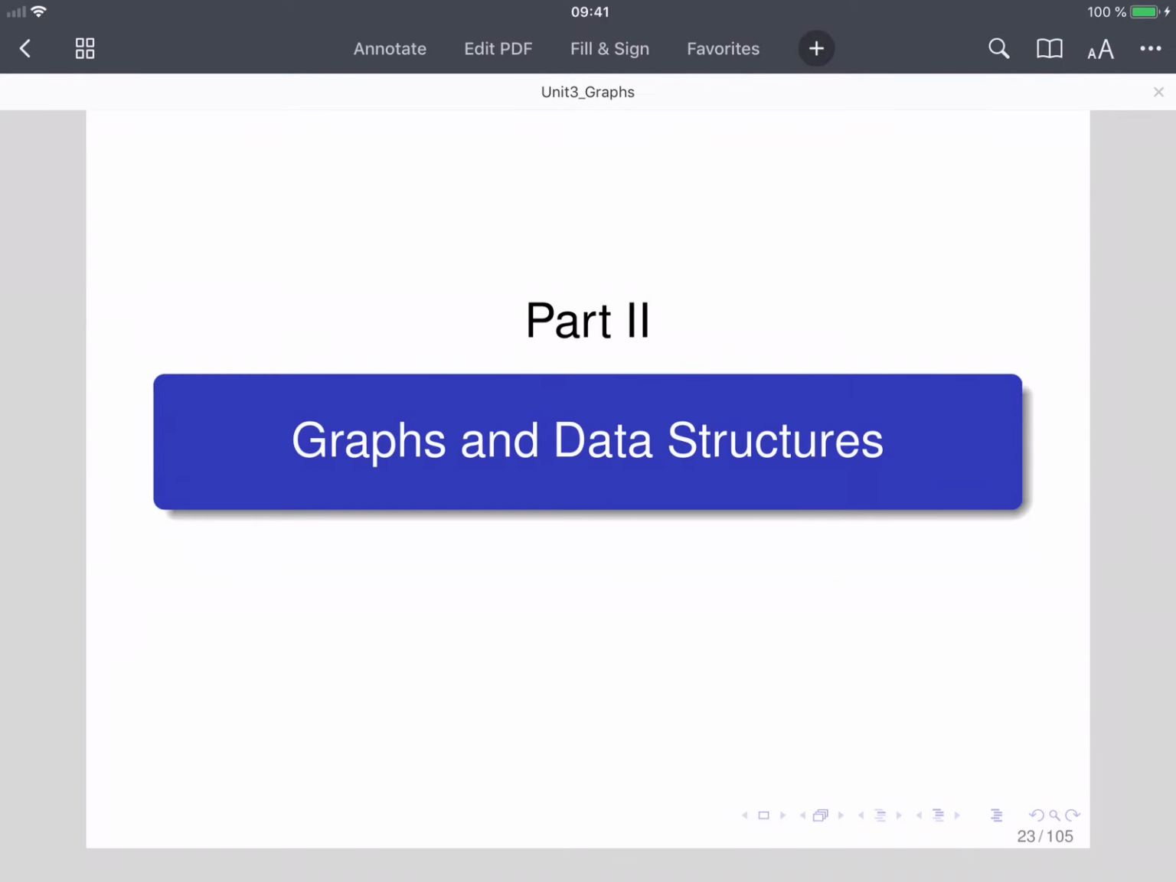Hi everyone. Today's lecture is going to deal with the way in which we can represent graphs to use with the computer. Okay, so we are going to study different data structures that we can use to store the information of a graph and then use this information for our computations with the computer.